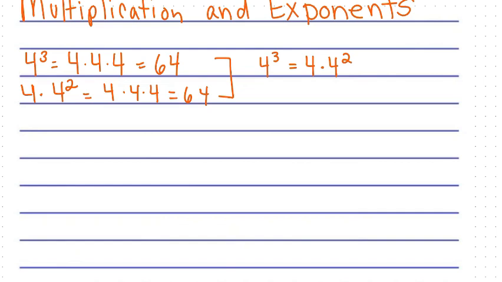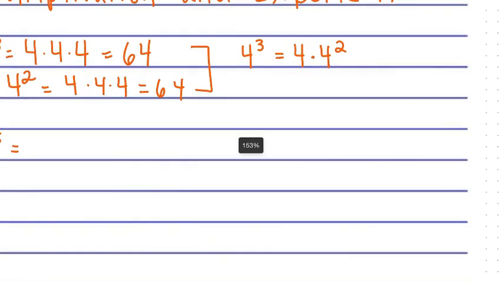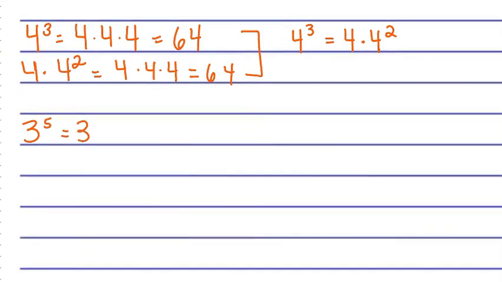Okay, let's do the next one. 3 to the fifth. So I'm going to write 3 times 3 times 3 times 3 times 3. So 5 threes. 3's multiplied times itself 5 times. We can put that in the calculator. So do 3 raised to the fifth power. 243.